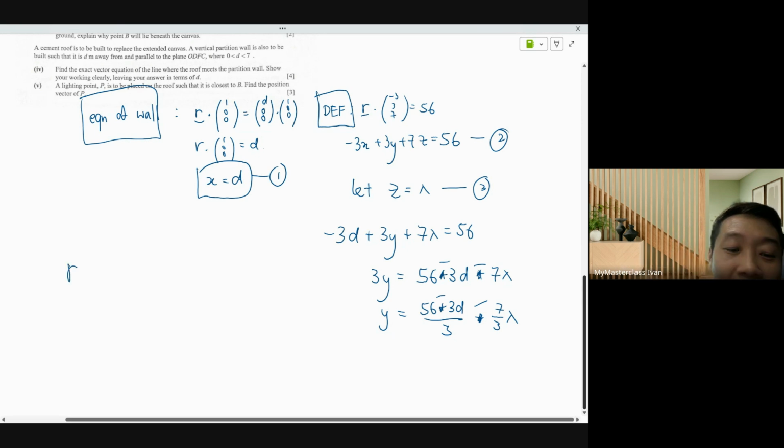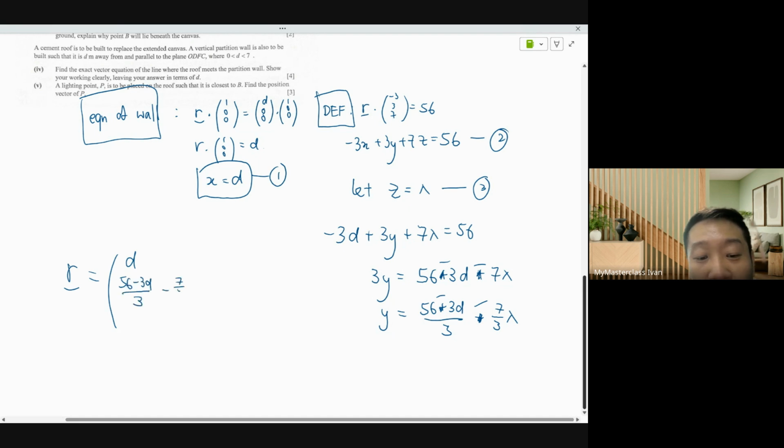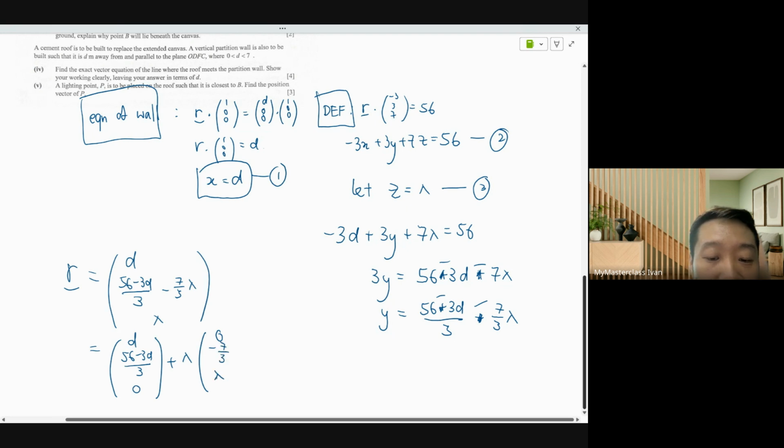So r equals d plus 0 lambda, (56 minus 3d) over 3 minus 7 over 3 lambda, z equals lambda. Then all you need to do is put it into a point: d, (56 minus 3d) over 3, and 0, plus lambda times 0, negative 7 over 3, and then 1. So this is the equation of the line that the two planes meet.